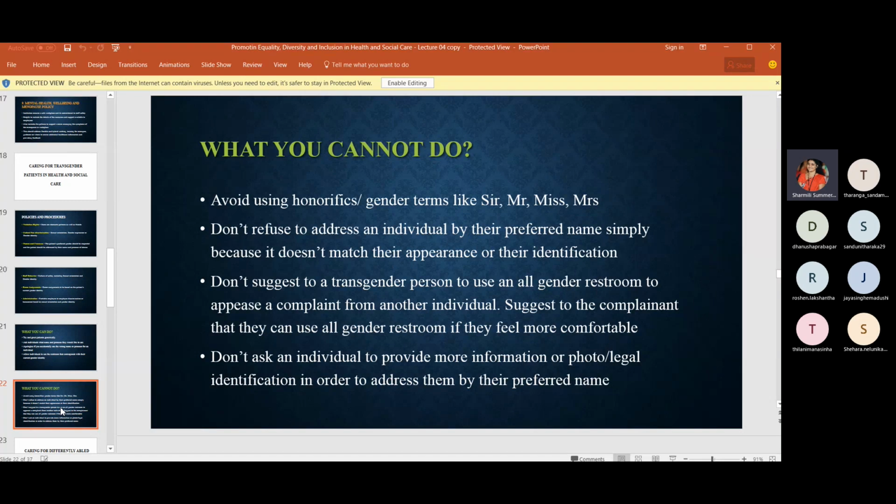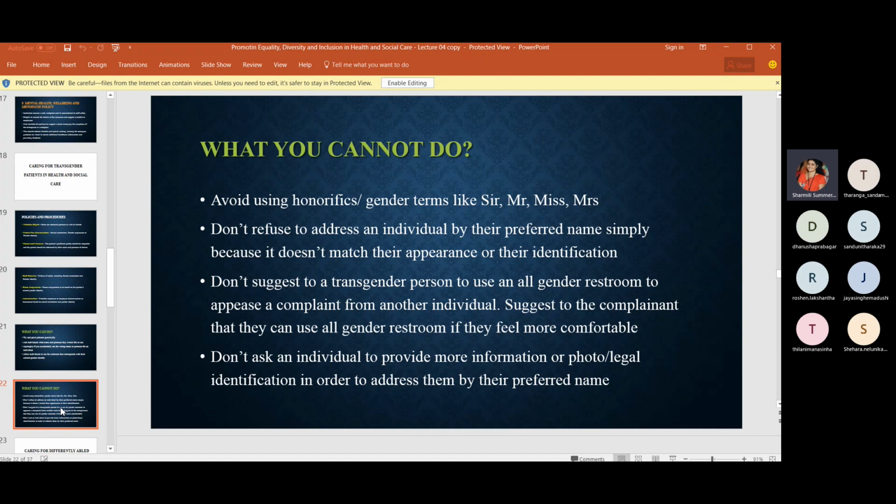Don't ask an individual to provide more information or a photo or legal identification in order to address them by their preferred name. Yes, so don't ask those things. If the person says my name is this, then it's okay. Don't ask for their photos or legal identification any further. These are not good things. As healthcare professionals, it's not good to follow all those things, because they will hurt the patient.